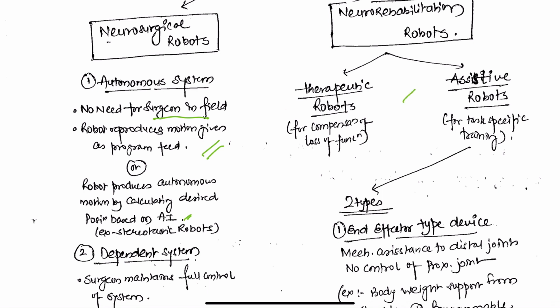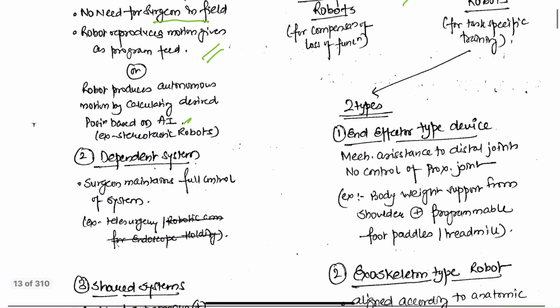One is therapeutic robots, other is assistive robots. The therapeutic robots are for compensation of loss of function. So it is like an exoskeleton that you wear on yourself and you walk. Now coming to assistive robots, mainly what this assistive robot does is it is for task-specific training. In the sense, you have a person with stroke, you need to rehabilitate him. So now how do we rehabilitate him?